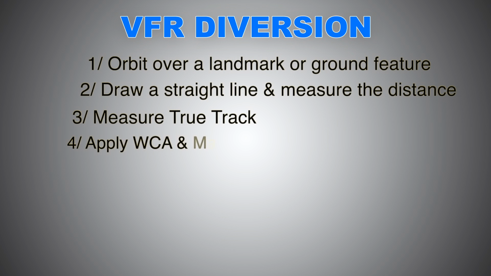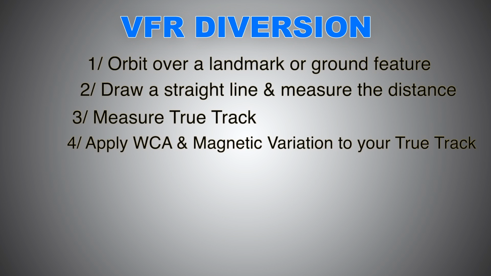The third step is you apply the wind correction angle and the magnetic variation that have been previously calculated in the wind card to your true track to obtain your magnetic heading. Now you know the heading you need to fly. Next, we need our ETA, estimated time of arrival. To do that, we have already measured the distance in step number 2. To get the time, we need both distance and ground speed.